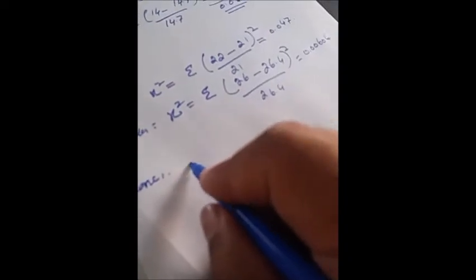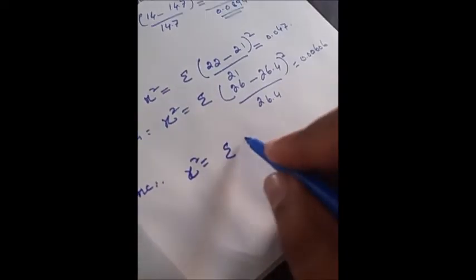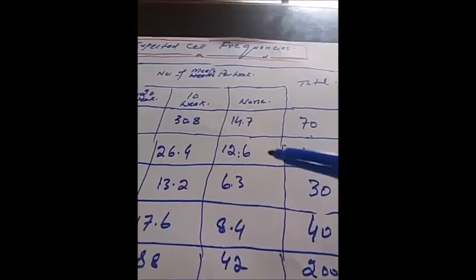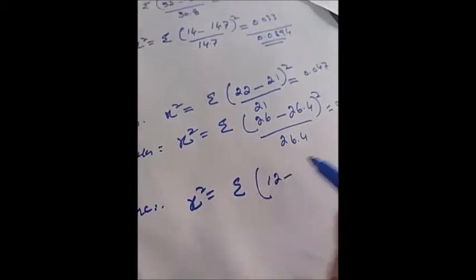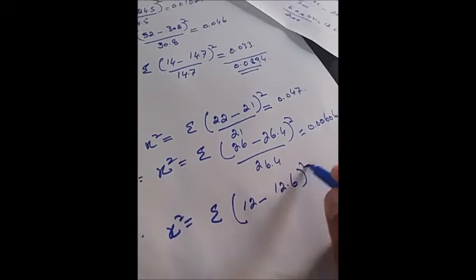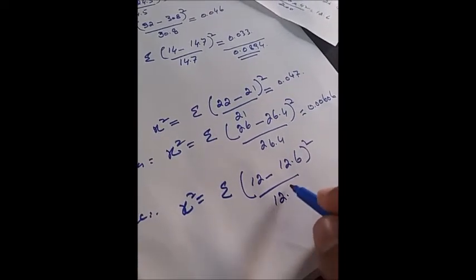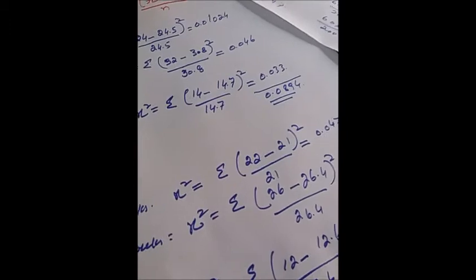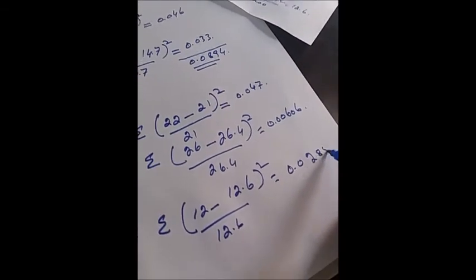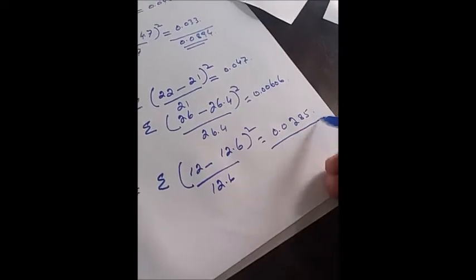Okay, for none, chi square is equal to the summation for none in SOF: 12 observed and 12.6 expected. So 12 observed frequency minus 12.6 expected frequency whole square divided by 12.6 expected frequency. The result will be 0.00285.